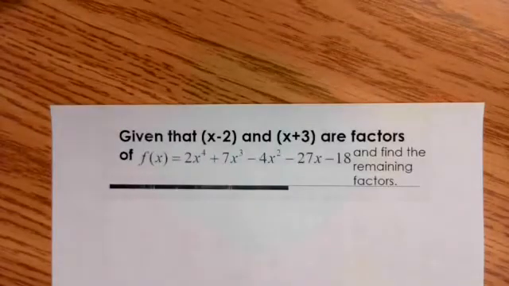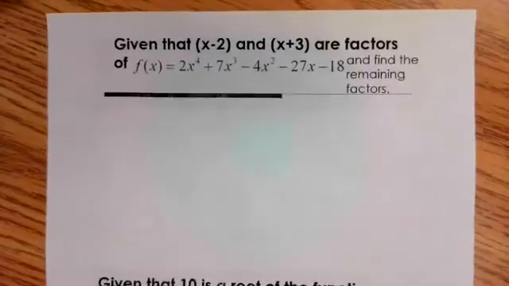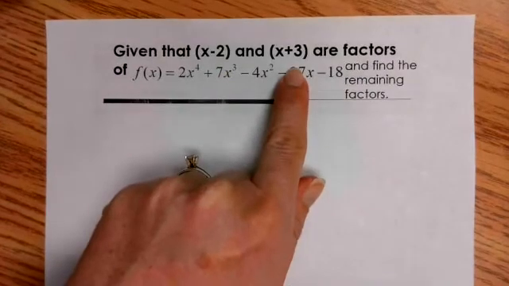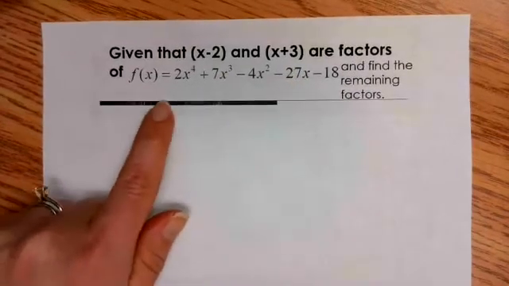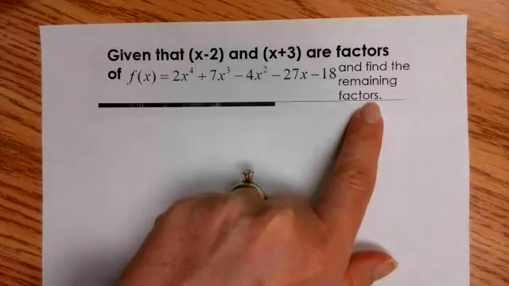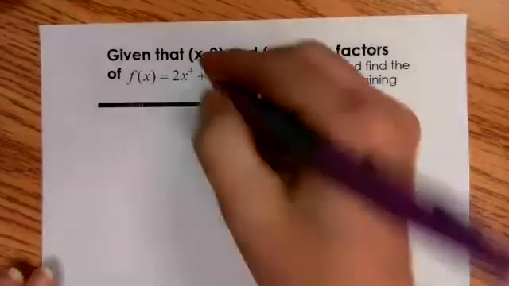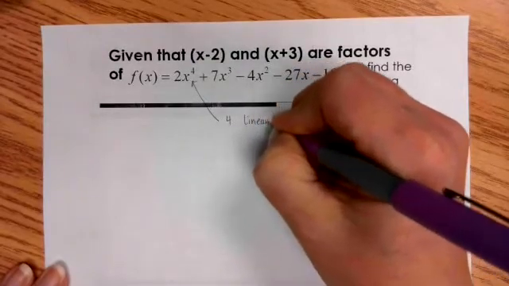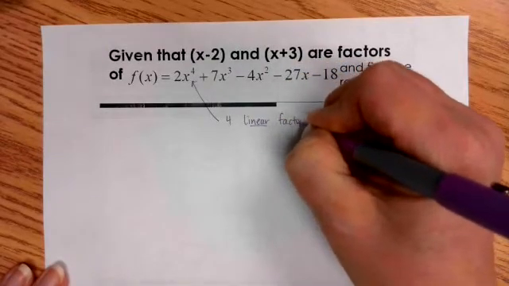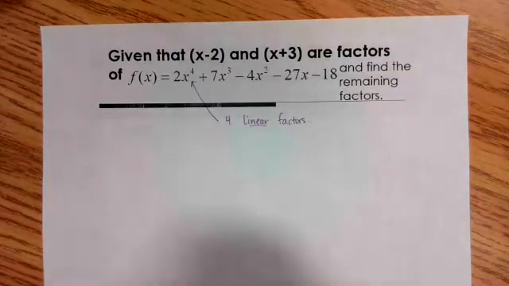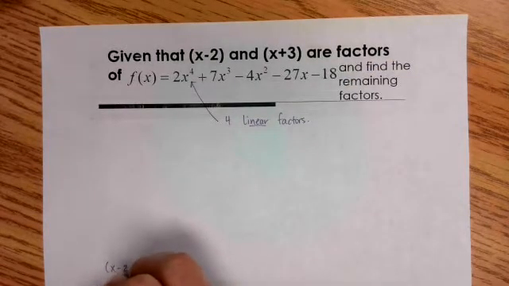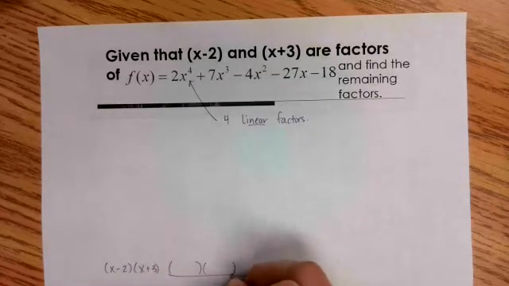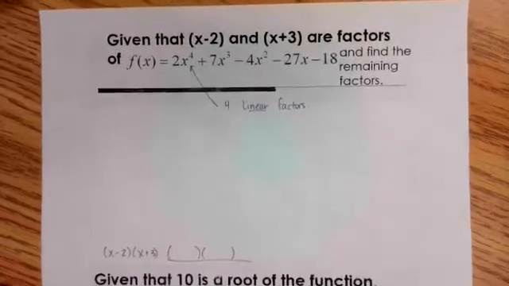I've got two more examples to go through. So here I have, given that x minus 2 and x minus 3 are factors of this polynomial function, I want to find the remaining factors. I'm looking for 4 linear factors. I already have 2. So my answers factored out will be x minus 2 and x plus 3. There should be 2 more linear factors. I just have to find them.